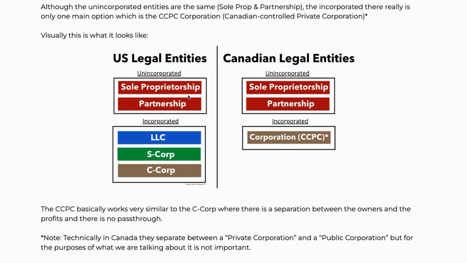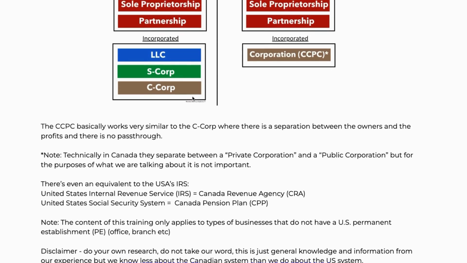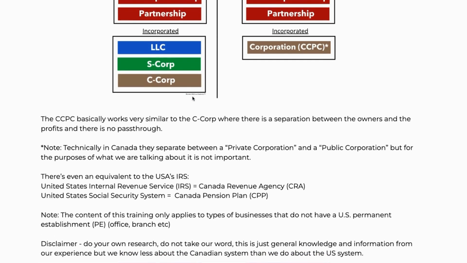Now, the other interesting thing is that even in Canada, it works almost identical to the US system in many ways, right? So there is also the equivalent of the US's IRS. The Internal Revenue Service is the IRS that manages all of the accounting, all of the taxes, all that stuff. And so in Canada, there is the Canada Revenue Agency, the CRA, okay? And then in the United States, we have the Social Security system. And then in Canada, there is the Canada Pension Plan, okay?